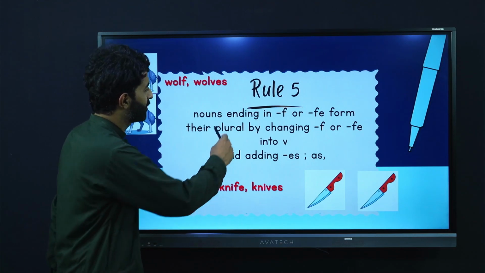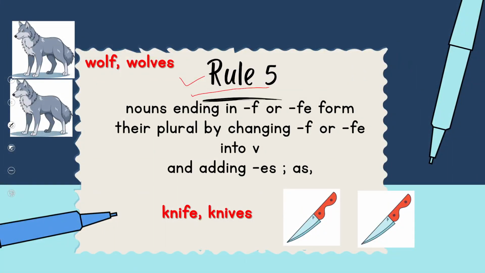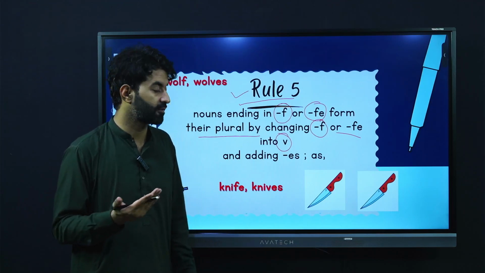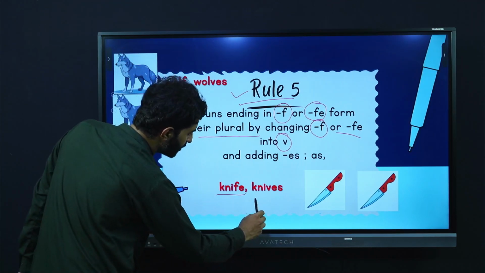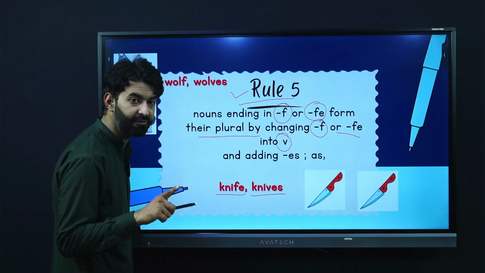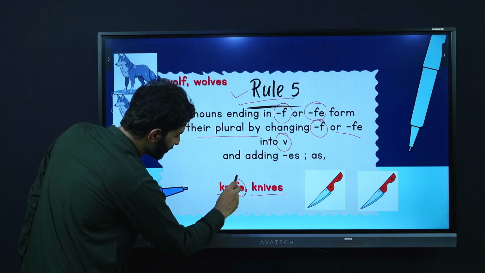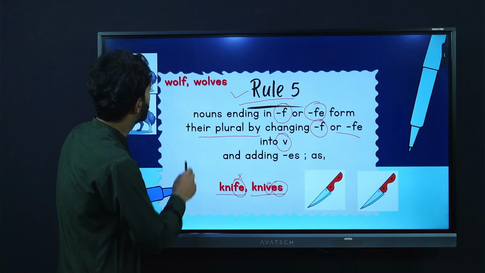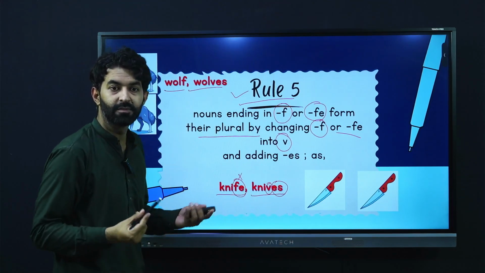Okay, rule number 5. Nouns ending in f or fe form their plural by changing f or fe into v. So if your words are ending with f or fe, you just remove that f or fe, add v and then add es. Knife will become knives. You remove fe, add v and then es. Wolf becomes wolves. As simple.